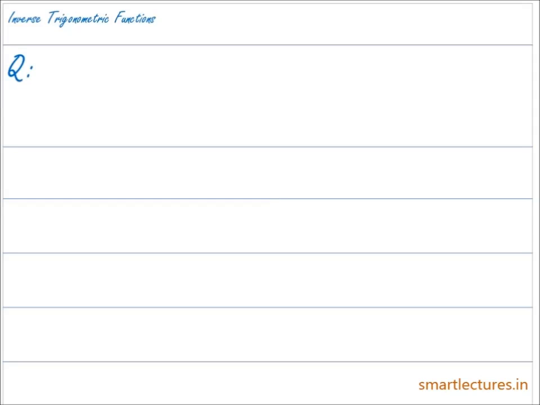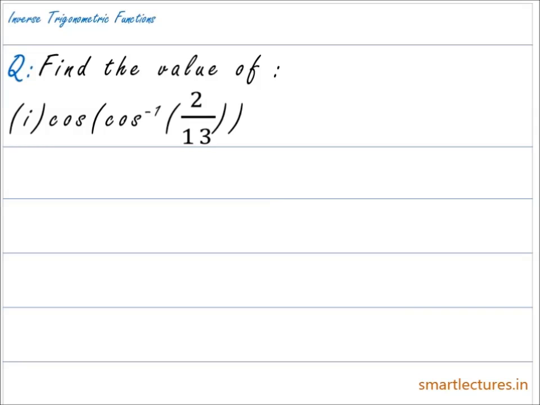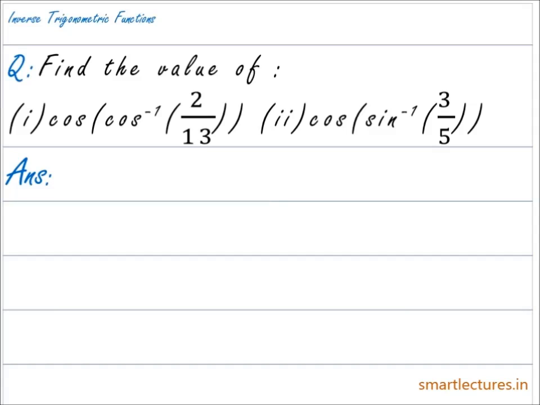So let's solve one more question. Find the value of, the first part, cos of cos inverse 2 upon 13, and the second part, cos of sine inverse 3 upon 5. So let's solve the first part.